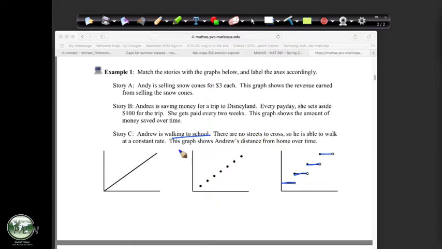Okay, so he's able to walk at constant rate. This graph shows Andrew's distance from home. So does it make sense that as you're covering distance, you're covering an indiscrete amount of distance? You could stop really anywhere. Or keep going. So that's where it makes sense. Andrew just kind of keeps on walking.